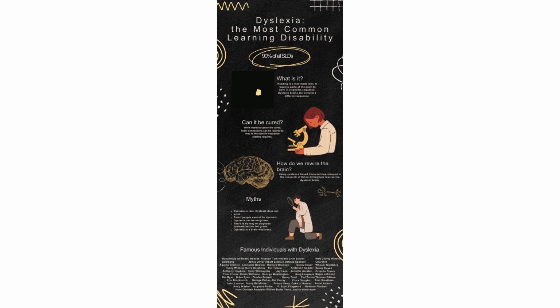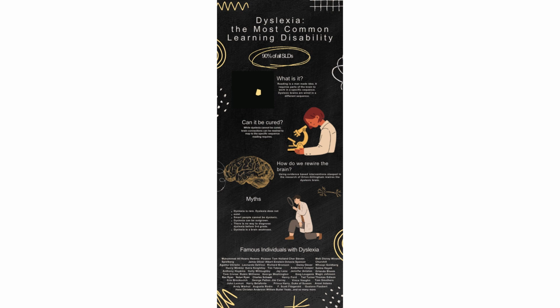The infographic I've designed is the one before you now. Essentially what it gets to is it drives into dyslexia being the most common learning disability. 90% of all specific learning disabilities are dyslexic. The infographic goes into what dyslexia is. Reading is a man-made idea, so it requires parts of the brain to work in a specific sequence. And so dyslexic brains are wired differently.